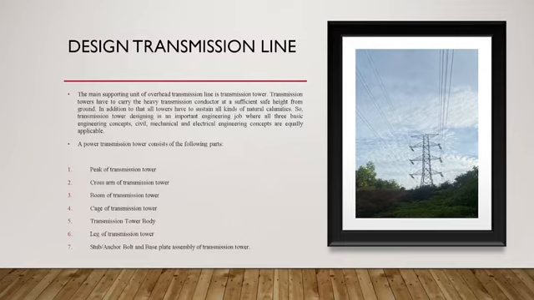concepts, are equally applicable. A power transmission tower consists of the following parts: a peak of transmission tower, a cross arm of transmission tower, boom of transmission tower, cage of transmission tower, body of transmission tower, leg of transmission tower, and anchor bolt and base plate assembly of transmission tower. This is the picture we took from our neighborhood for the design of the transmission line tower.